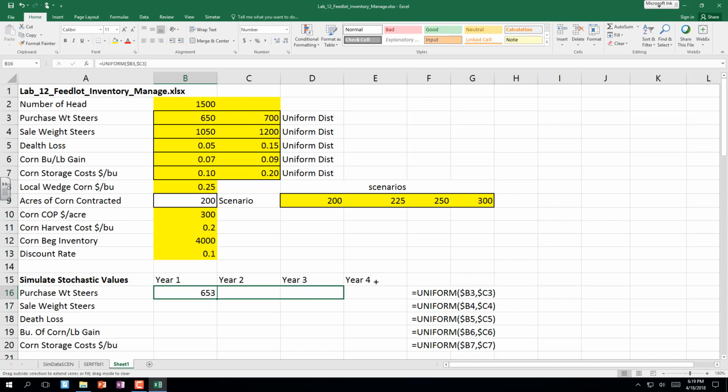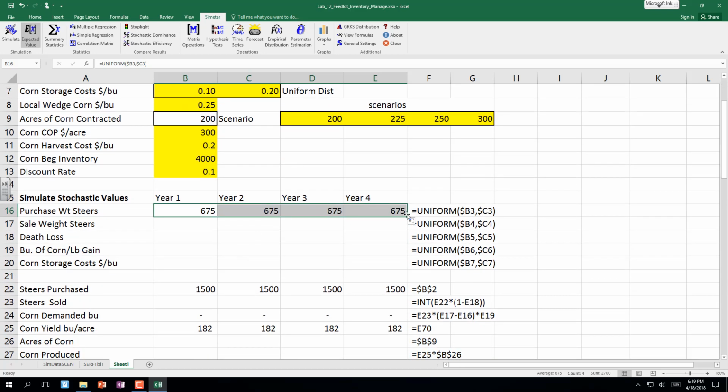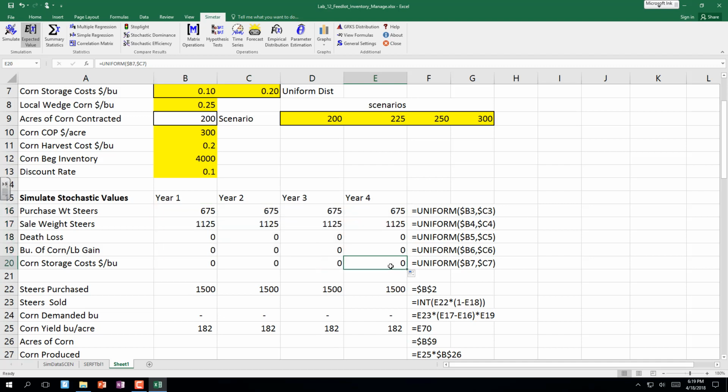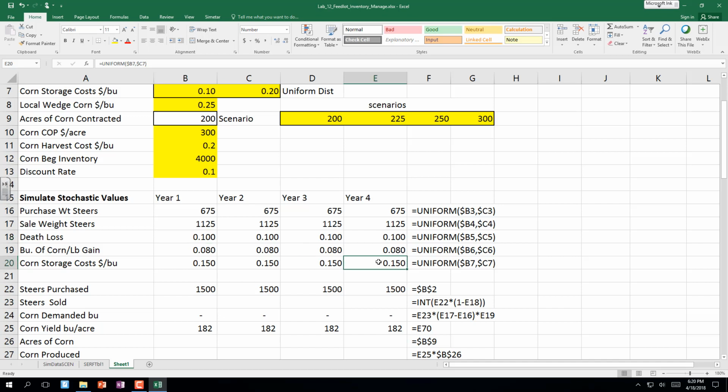And if I drag that across, I should get that. I'm going to go to expected value. Okay. Now, I should be able to drag that down. And, well, okay, I know what's wrong. We need more decimal points. Okay, because death loss is not 0. So, did everyone get numbers like this?